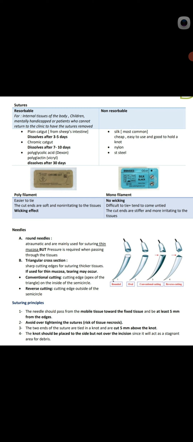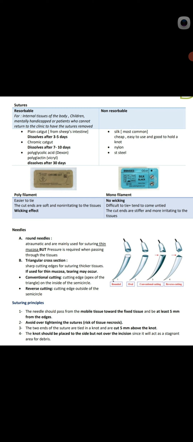Second is the triangular cross section. It has a sharp cutting edge. It is a traumatic needle, with sharp cutting edges for suturing thicker tissue. For thin tissue, round needle; for thicker tissue, triangular. Round is known as atraumatic and triangular is traumatic. If triangular is used for thin mucosa, tearing may occur.